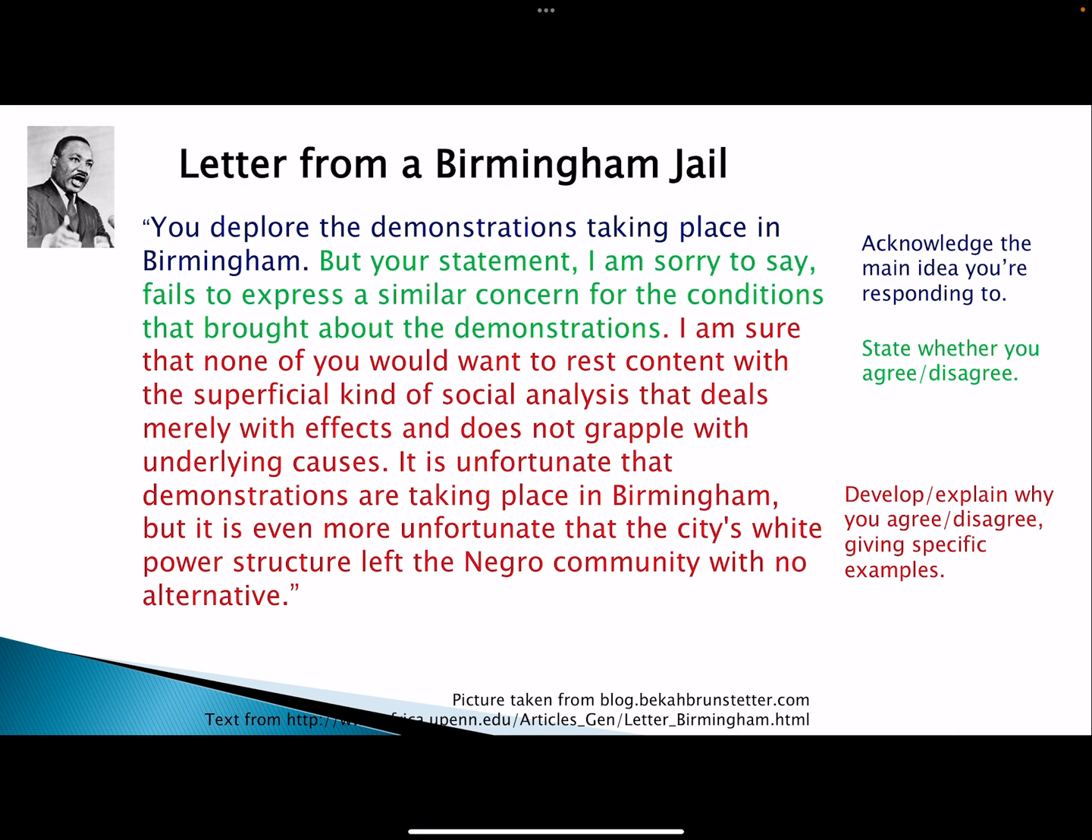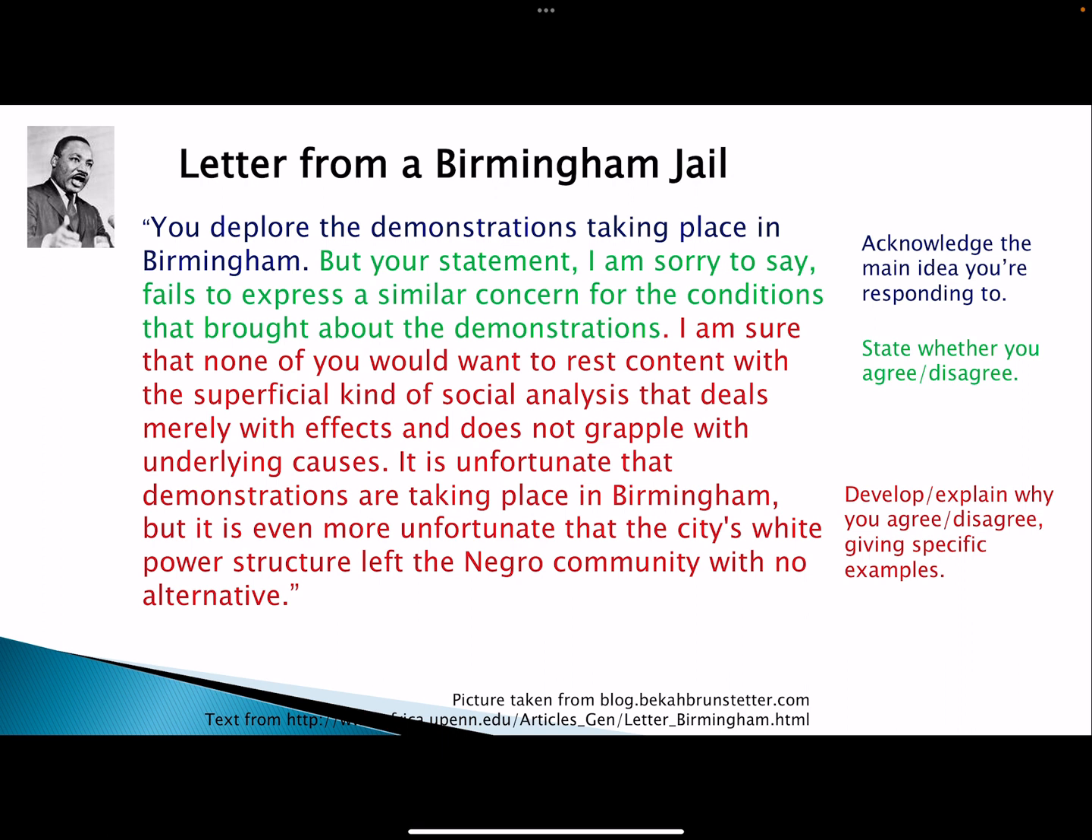The rest of the paragraph: "I'm sure that none of you would want to rest content with the superficial kind of social analysis that deals merely with effects and does not grapple with underlying causes. It is unfortunate that demonstrations are taking place in Birmingham, but it is even more unfortunate that the city's white power structure left the Negro community with no alternative." This is where King is developing his stance, right? Going beyond just saying whether he agrees or disagrees.